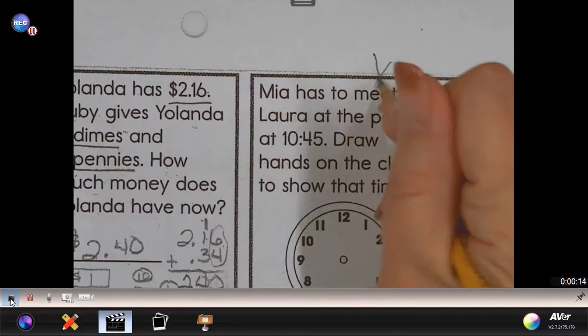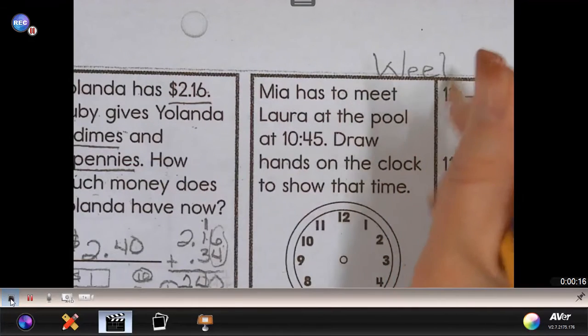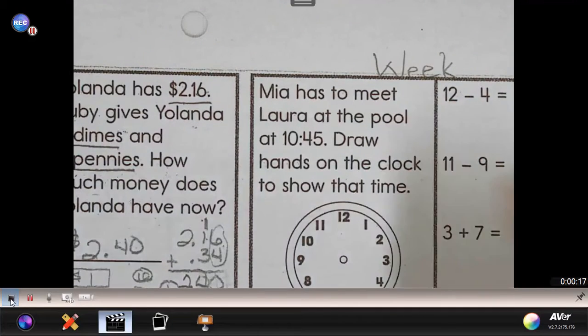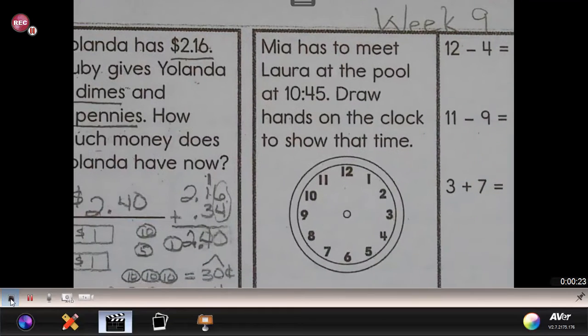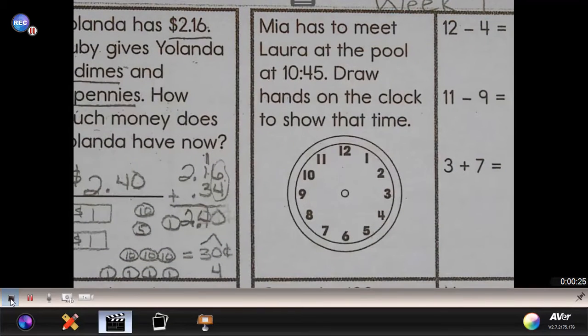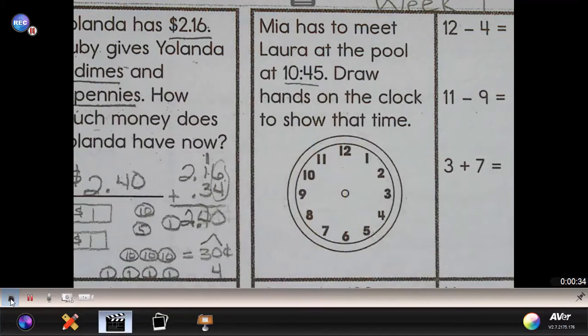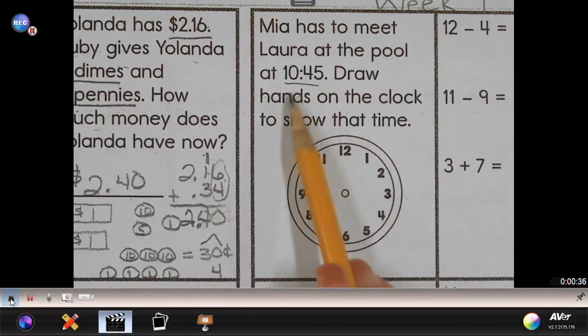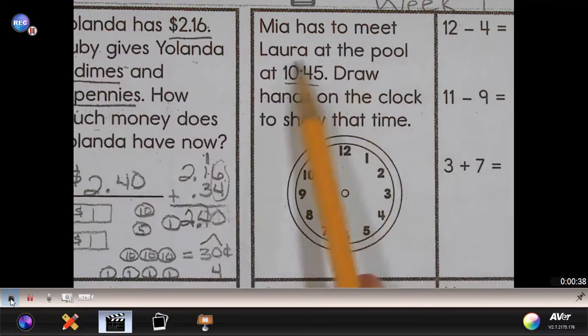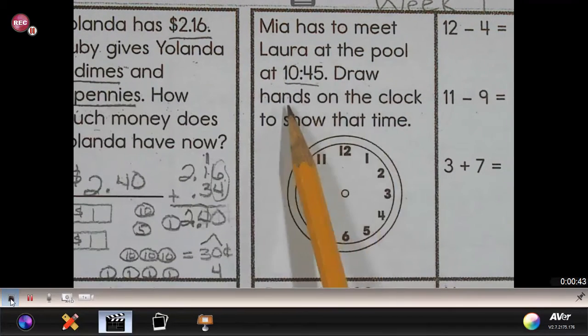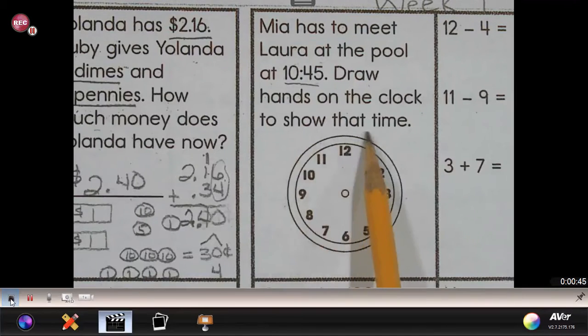So we are in week 9, and we are in day 4 of our DMA. So let's quickly take a look at our problems. Our first problem has to do with being able to draw the hands on the clock to show the time that Mia went to meet Laura at the pool. It says Mia has to meet Laura at the pool at 10:45. Draw the hands on the clock to show that time.